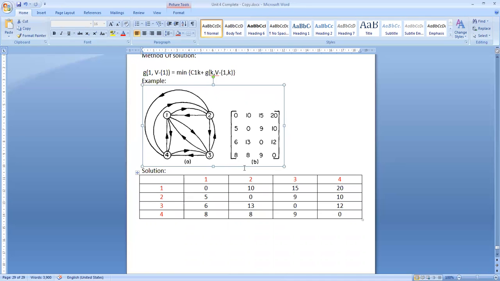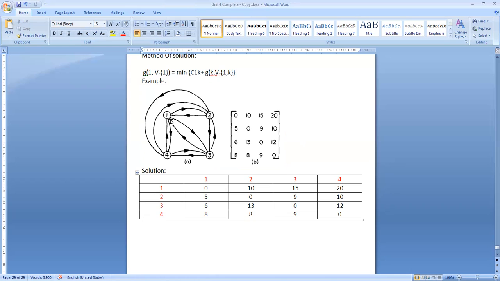The cost between 1 and 2 is 10. The cost between 1 and 3 is 15. Okay, the vertex 1 and the vertex 3. The red marked things are vertices. Between 1 and 3 is 15, and 1 and 4 is 20. That is given here. Like this, 4 and 1 is 8. 4 and 2 is 8. Vertex 4 and 3 is 9. Vertex 4 and 4 is 0. These things are given here. So using this cost matrix, we are going to solve this one.